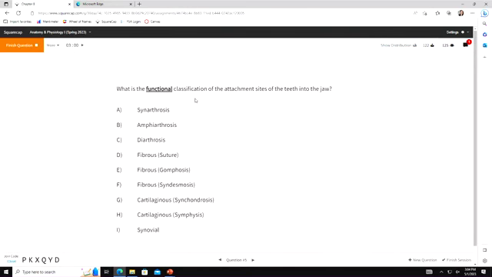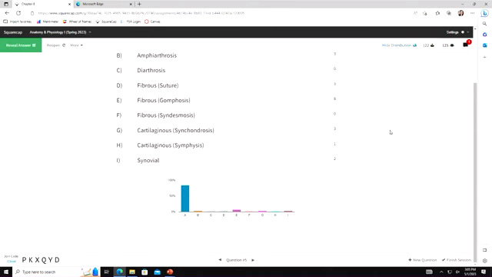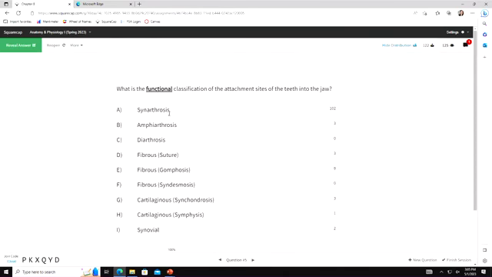Then I asked you for a functional classification. When we talk about the functional classification, now we've got these arthrosis words, these movement words. And remember, if our teeth are healthy, they should not be moving. So synarthroses, an example of the kind of movement at a fibrous gomphosis joint.